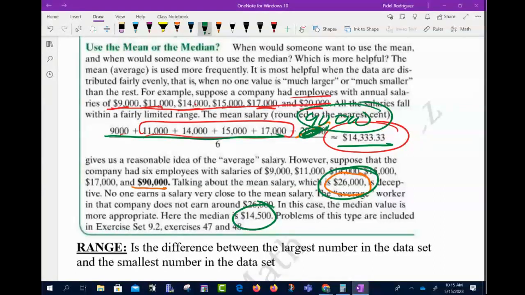Does that make sense? Or if you brought somebody who was really, really small and you put them at the very end, the person in the middle would still stay in the middle. So a lot of times when we have those outliers, they will throw the average off, right? So, guys, just to illustrate that again.